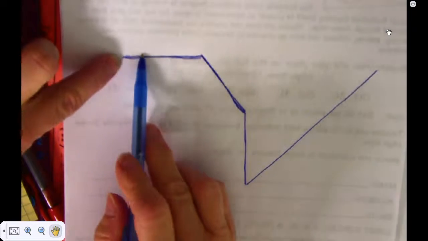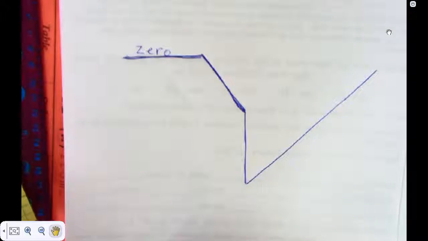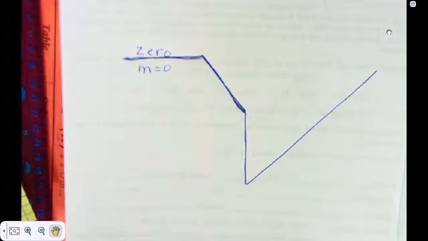Okay. Now, what is the slope of this line right here, this horizontal line? So what is the slope? 0. So the slope is 0. Just on page 10, just put slope at the top.